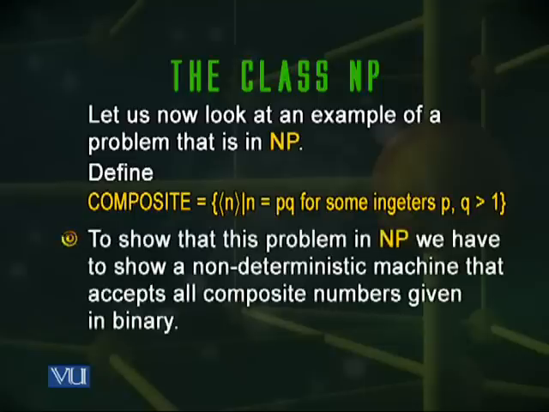To show that this problem is in NP, we have to show a non-deterministic Turing machine that accepts all composite numbers given in binary and runs in polynomial time. Here is this Turing machine. So now we will describe a non-deterministic Turing machine that accepts this language and runs in polynomial time.